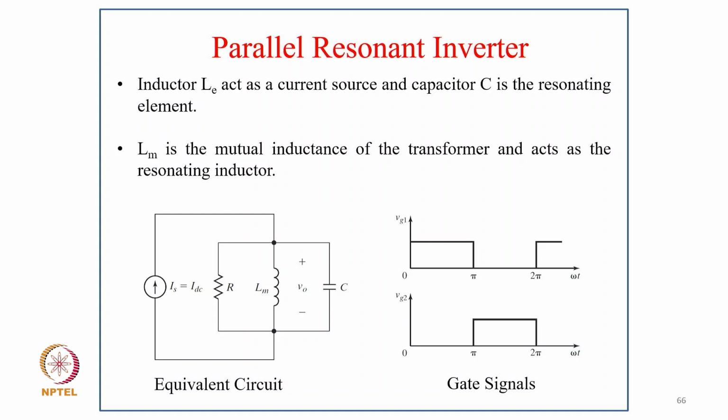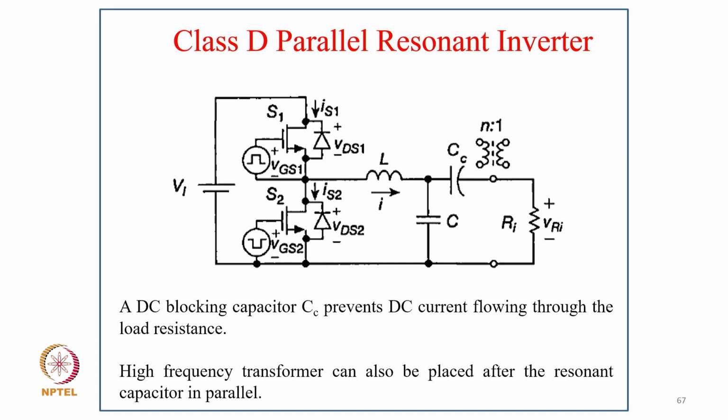So you can say equivalent circuit with the current source. You have R, Lm and capacitor in parallel, and the gating signals are typically shown here for VG1, VG2. And here you can see how the devices are connected, how the inductor, capacitor and another capacitor for the transformer C is equivalently connected with the resistance. The DC blocking capacitor C prevents the DC current from flowing through the load resistance.